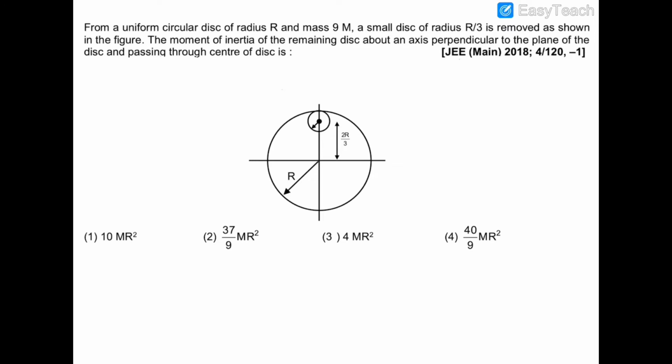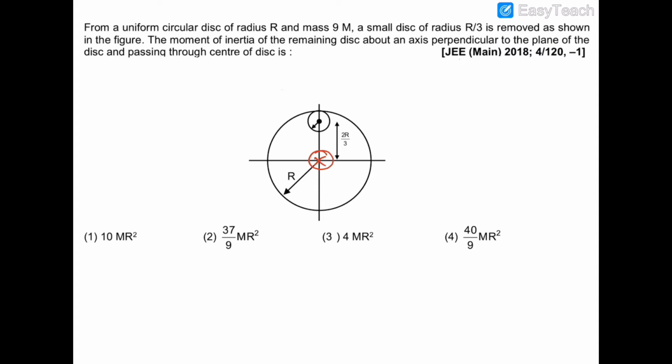In this question, there is a disk whose mass is 9m and whose radius is r. And from this disk, a small disk of radius r by 3 is being removed from this position. We have to find out the moment of inertia of the remaining disk about this axis, which is passing through the center as well as perpendicular to the plane of the disk.